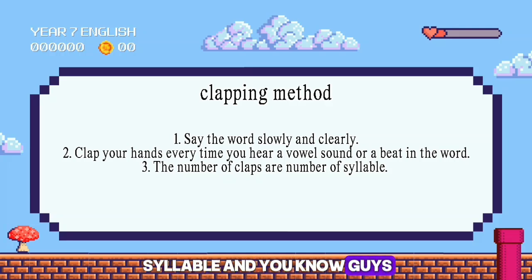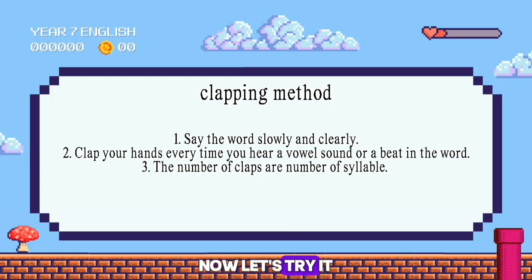And guys, I have an easy method to count how many syllables are in a word. We can use the clapping method. The clapping method is a simple way to count how many syllables a word has. So, the first thing you should do is say the word slowly and clearly. And then clap your hands every time you hear a vowel sound or a beat in a word. And the number of claps is the number of syllables.